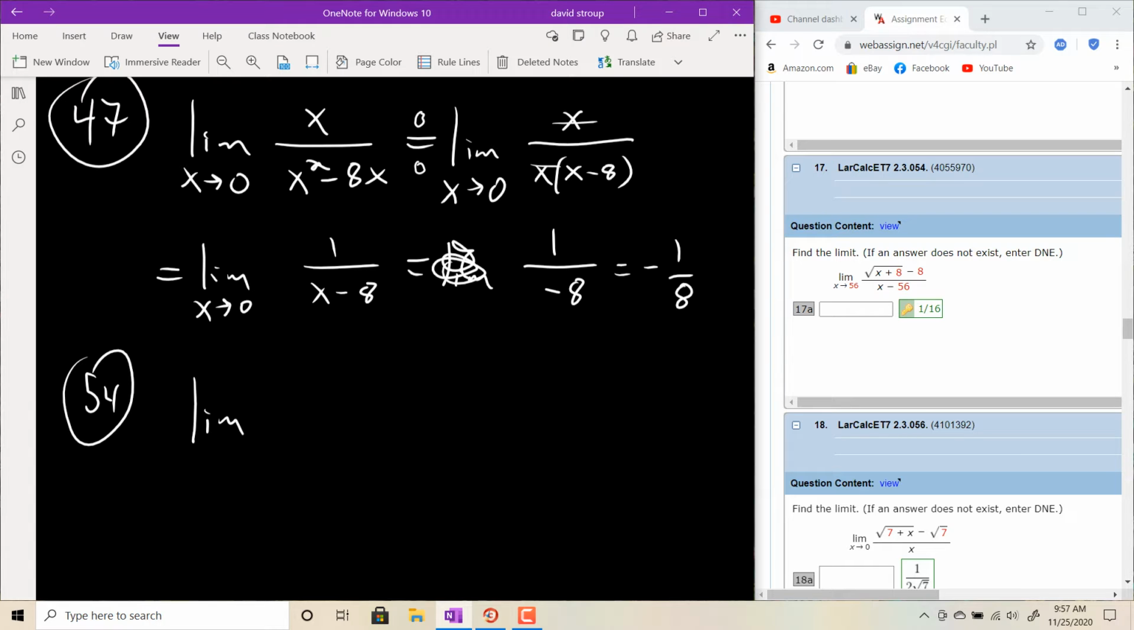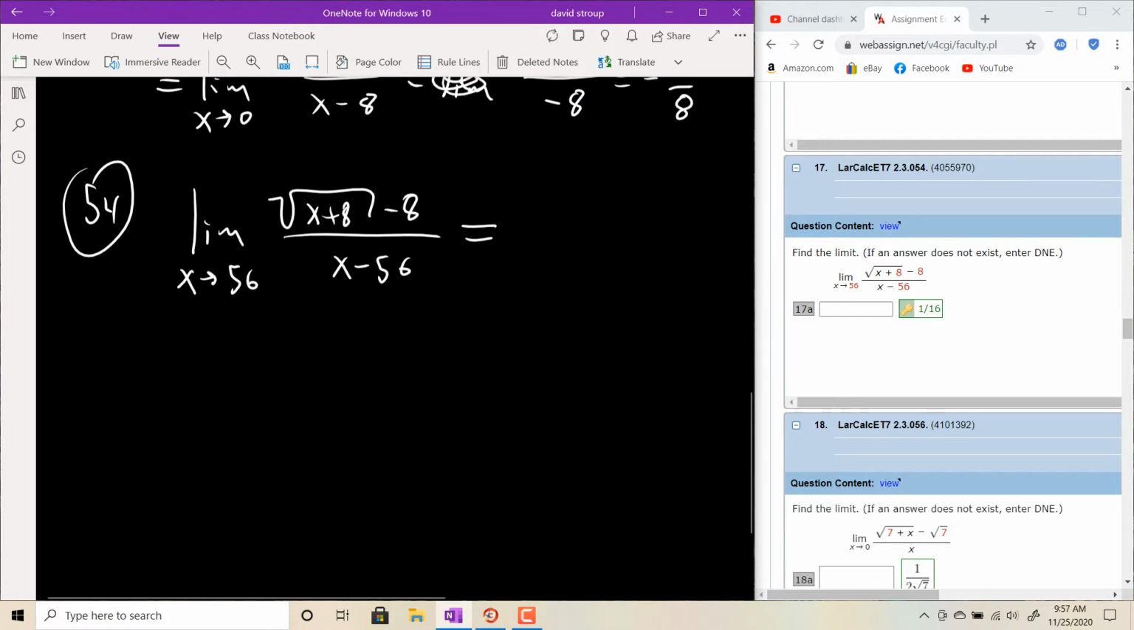So we have maybe the limit as x goes to 56 of the square root of x plus 8 minus 8 over x minus 56. And again, if you try to do a substitution here, there's issues, right? If you put it in the top, you'll get 56 plus 8 is 64, which square root of 64 is 8. 8 minus 8 is 0. You plug it in the bottom, you also get 0. Okay, so you have to do some algebra to make this work.